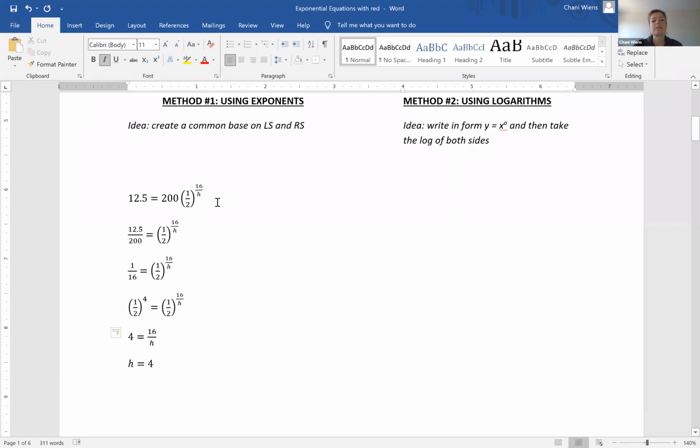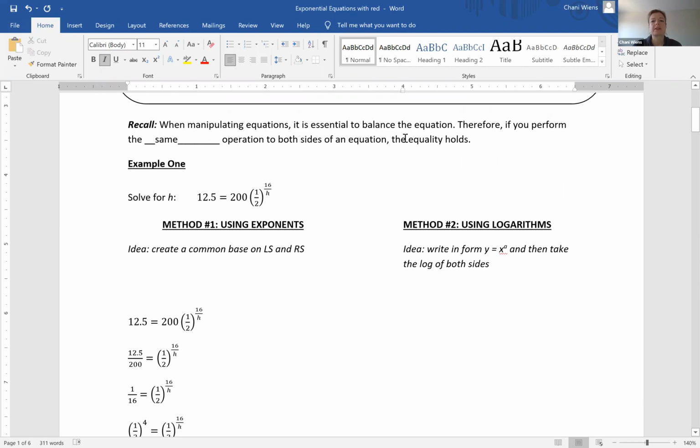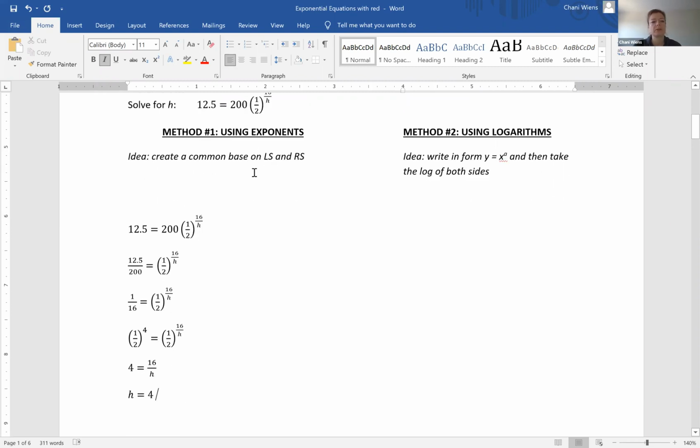Okay, so now there is another method using logarithms. The idea here is to rewrite this formula in the form y equals x to the a. In other words, you have just a number equaling a power, and then you're going to take the log of both sides. Remember, that's why I said that up here. If you perform the same operation to both sides, the equality holds.